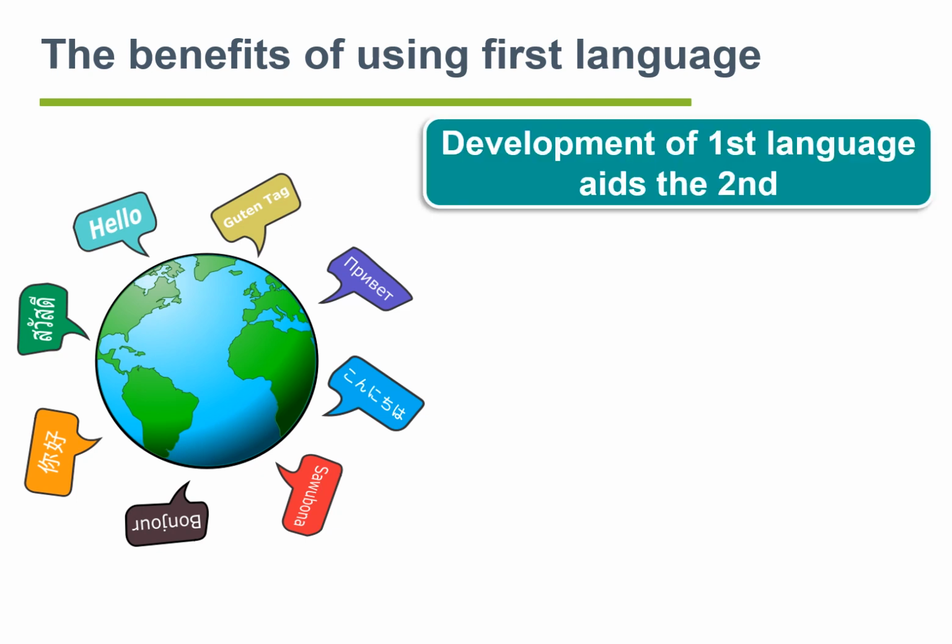First of all, in the process of learning one's first language, metalinguistic skills are developed. Metalinguistic meaning knowledge about language itself. Learners can draw on this knowledge of their first language when learning a second language. The development of skills in the first language helps the development of the second one.